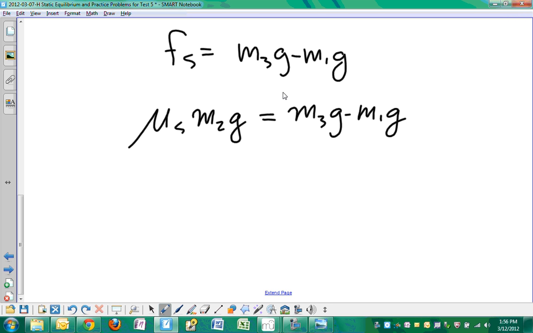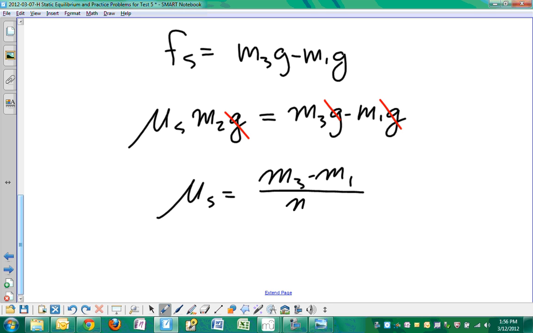And since we like clean equations when we can get them, let's just cancel G's out. They come across everything, right? So the answer would be the same on Mars, or the Moon, or Jupiter, but not Saturn. I don't know why. Saturn's weird. All right, so mu static is equal to, check it out, M3 minus M1 over M2.